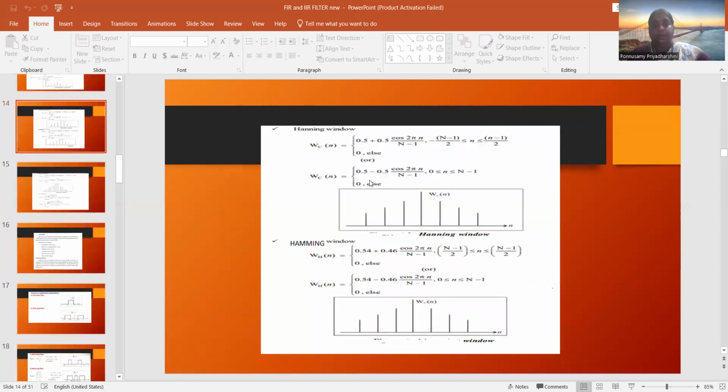The next is the Hanning window, and the next is the Hamming window. The Hamming window will be represented by w_H(n), and here the Hanning window is w_C(n). All these functions have to be well known to us. That is 0.5 minus 0.5 cos 2 pi n by N minus 1, for n from 0 to N minus 1, and similarly for the Hamming window.